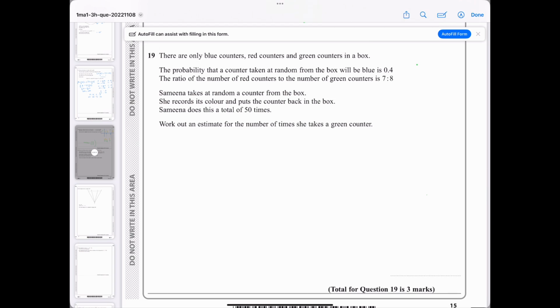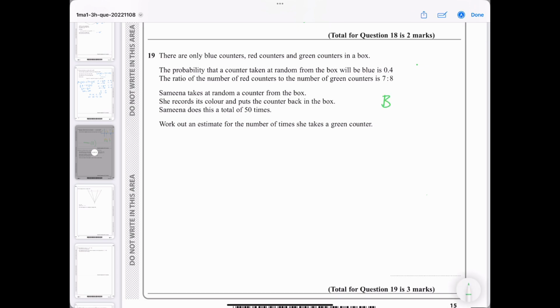There are only blue counters, red counters, and green counters in a box. The probability that a counter taken at random from the box will be blue is 0.4. I'm just going to make that into a fraction, so that's 4/10. The ratio of the number of red counters to the number of green counters is 7 to 8. So that means these two will be 6/10.